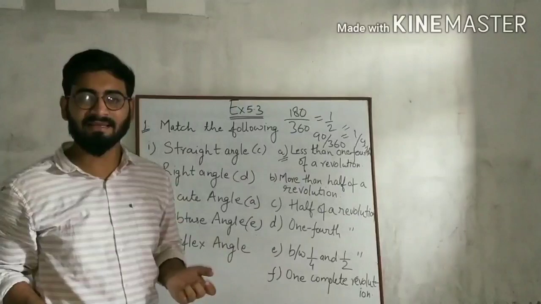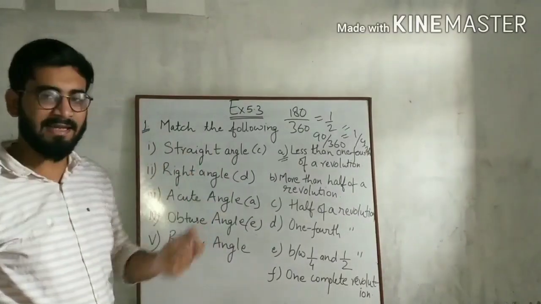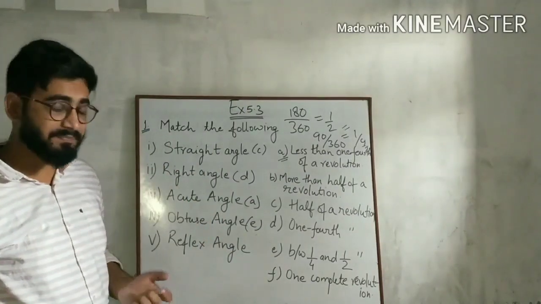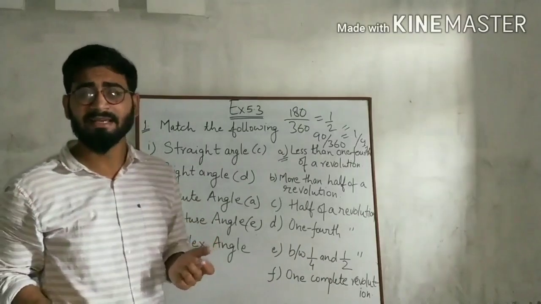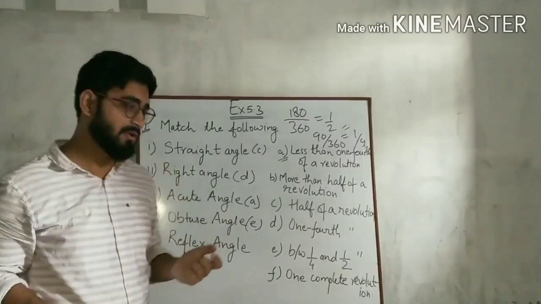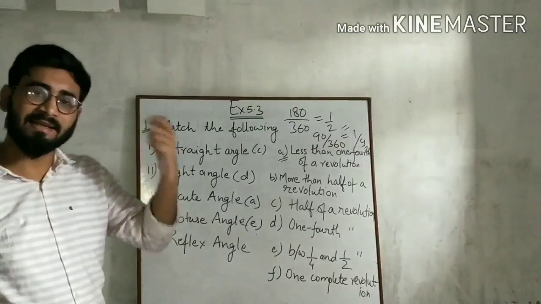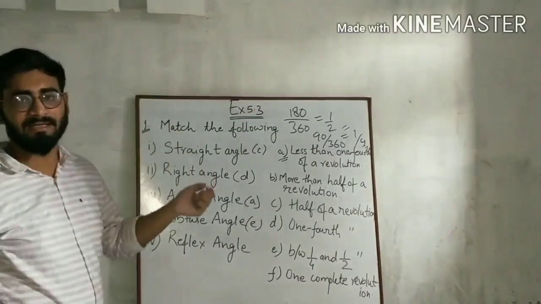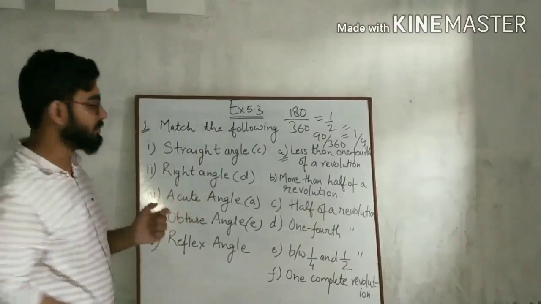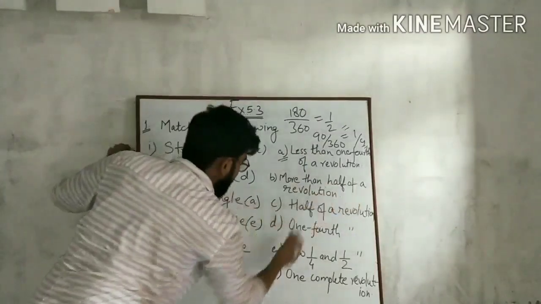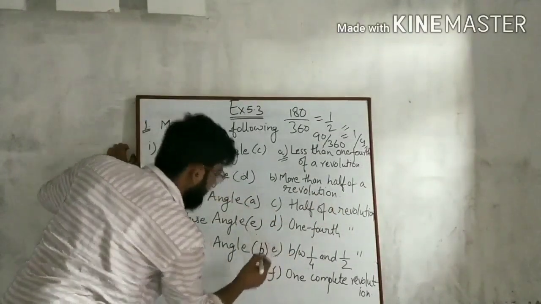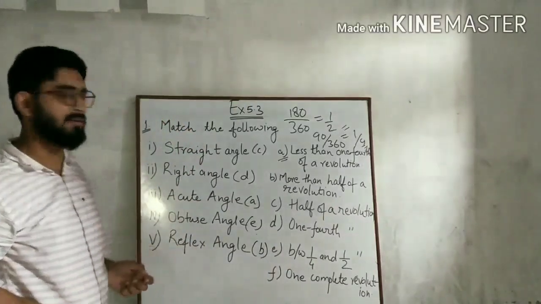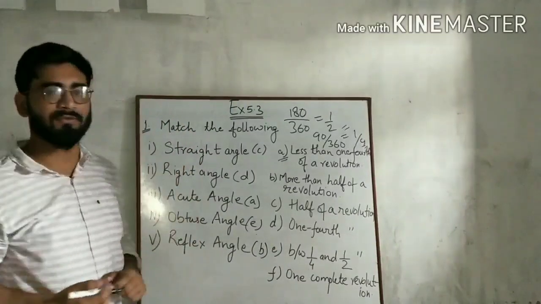What is reflex angle? An angle which is greater than 180 degrees. If an angle is 180 degrees, then what is the revolution? 1/2. So since reflex angle is greater than 180 degrees, the revolution will also be greater than 1/2. That is B part, more than half of a revolution. So it will match with B part. So this is our first question.